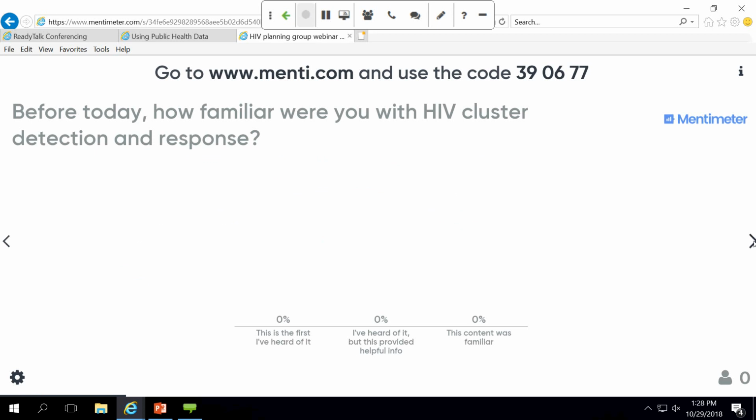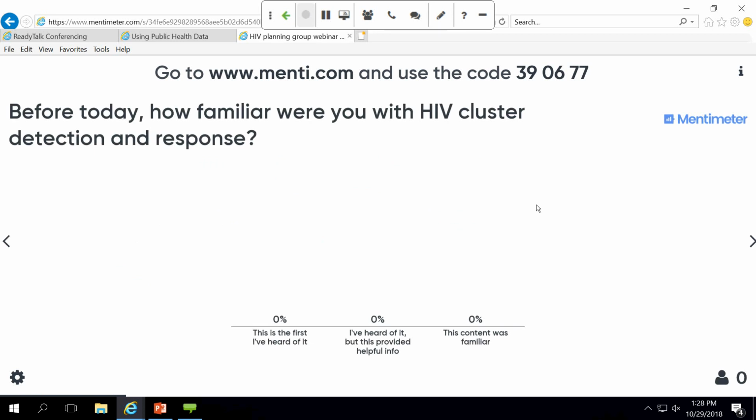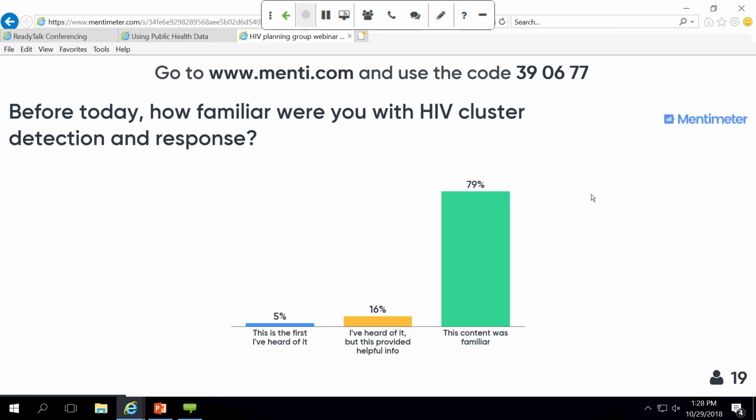So hopefully most of you have gotten in. What we're going to do is go ahead and start with this question, which should have popped up on your device if you're logged in. Before today, how familiar were you with HIV cluster detection and response? So this is great. It looks like 15 people have answered. Keep answering. Give you guys maybe another 30 seconds to answer this question.